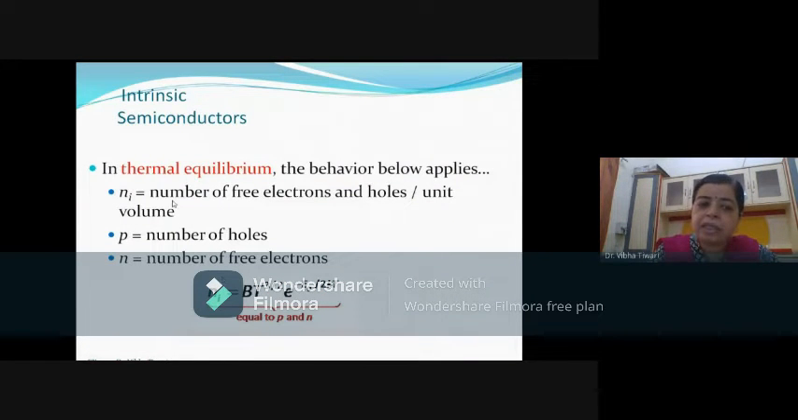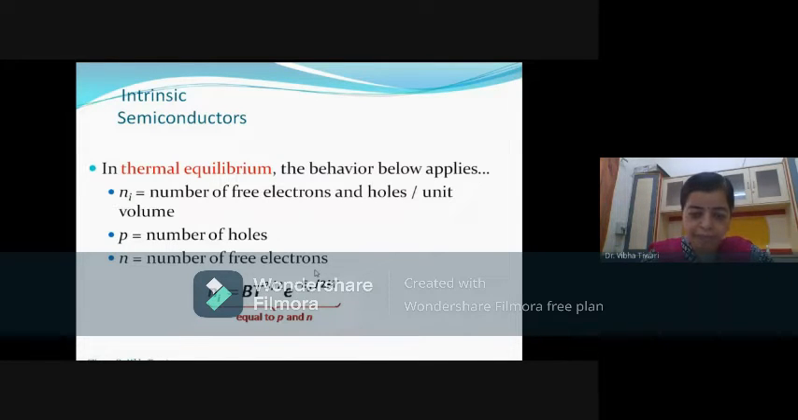But if I talk about the definition, Ni is nothing but the number of free electrons and holes per unit volume, and we can calculate this Ni by using this formula, that is BT raised to power 3 by 2 e raised to power minus Eg by 2kT, right? When you calculate the value of Ni, and since you know that in an intrinsic semiconductor the number of electrons and the number of holes are both equal and equal to Ni, then if you want to find the number of holes or the number of electrons, you can use the same formula to calculate them.